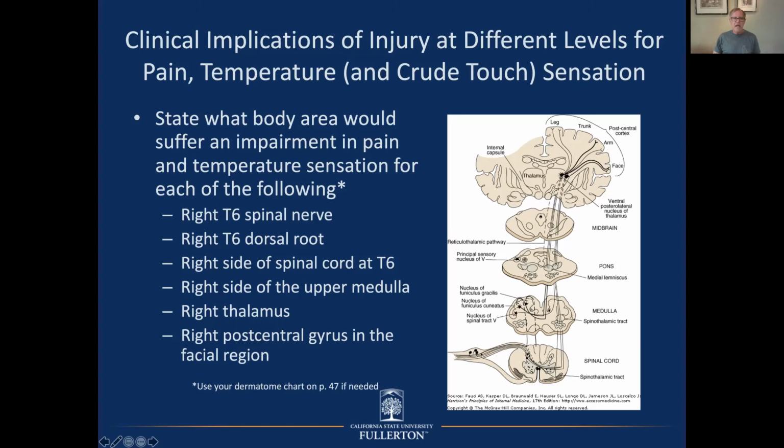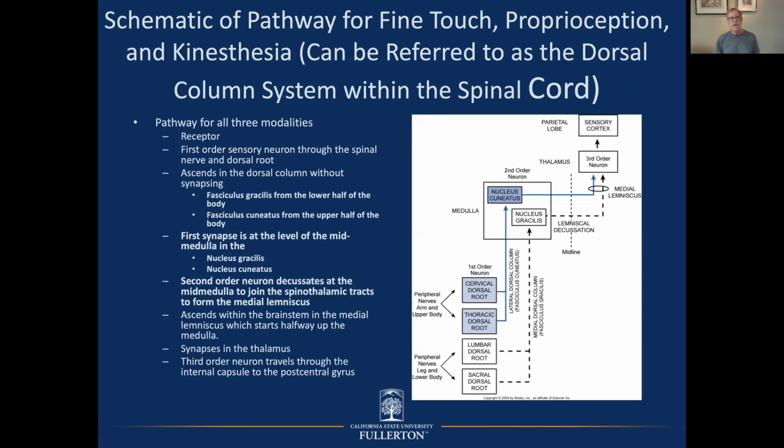Okay, and then let's say it's the final one. It's damage in the area of the right postcentral gyrus in the facial region. Pain and temperature, we're just talking about that. There will be a loss of pain and temperature sensation in the facial region. I guess we are thinking about the head this time, in the facial region on the opposite side, because the damage is above the decussation. Okay. We probably will want to discuss that and use more examples in class, but that is for right now.